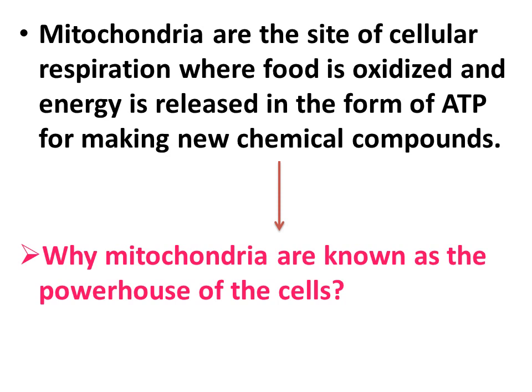Now mitochondria are known as the powerhouse of the cell. Why? Because mitochondria are the site of cellular respiration, means where cellular respiration occurs. Now the food is oxidized, and when the food is oxidized, energy is released in the form of ATP. Full form of ATP? Adenosine triphosphate. Now this energy is used for making new chemical compounds. So that is the reason mitochondria are known as the powerhouse of the cells.